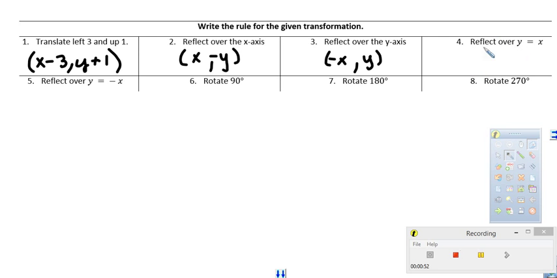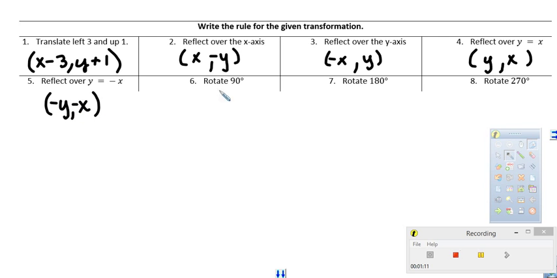Reflect over y equals x. I like to think of this as the ordered pair where you switch both the x and the y. So we used to have xy, now we have yx. And when we reflect over y equals -x, we switch the x and the y, and then negate both.